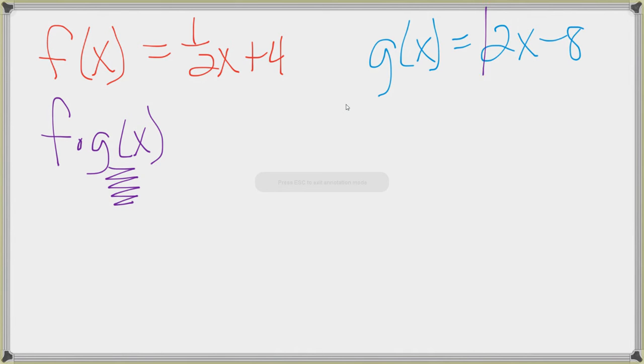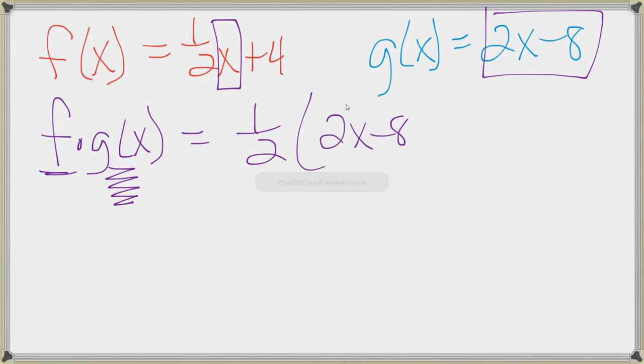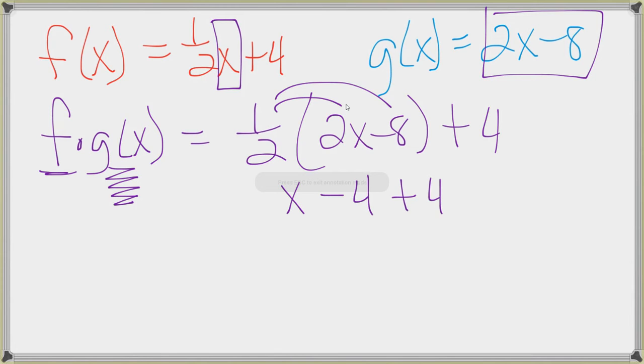Okay, so here we go with f of g of x. We're going to plug g of x into f of x. The whole function g of x is 2x minus 8. Take that whole thing and plug it into the x in the function labeled f. So you have 1/2 times 2x minus 8 plus 4. Distribute, and you get x minus 4 plus 4. What happens to the 4's? They cancel, so we're left with just x. So since that one worked, everything canceled but the x.